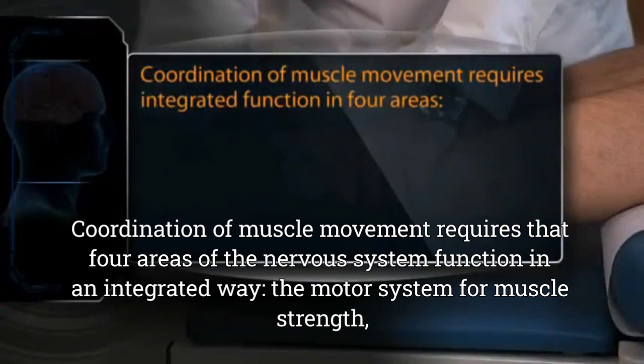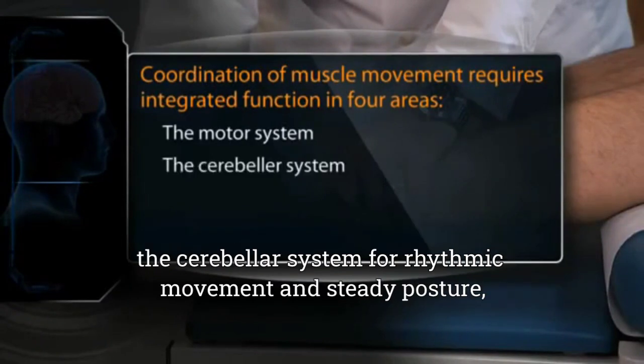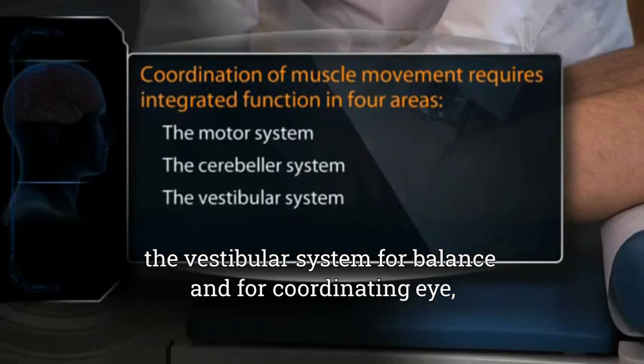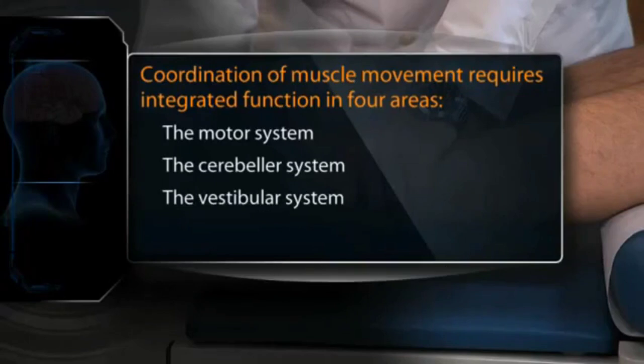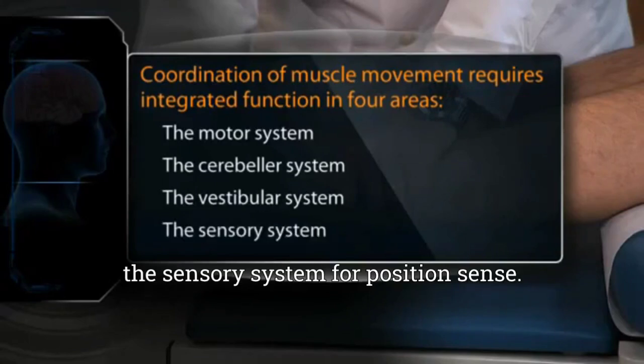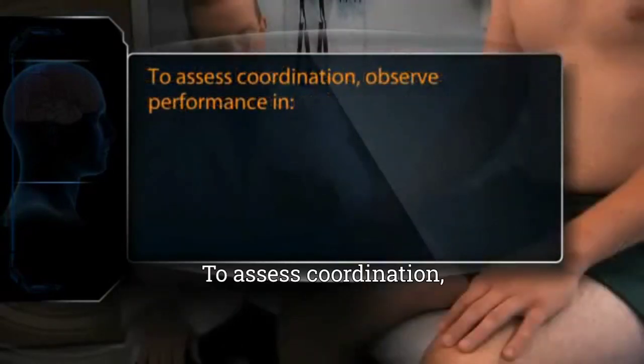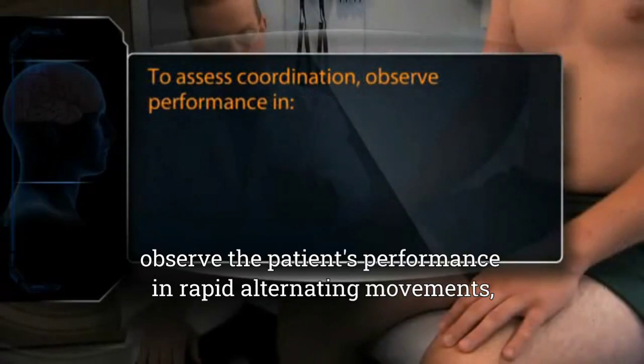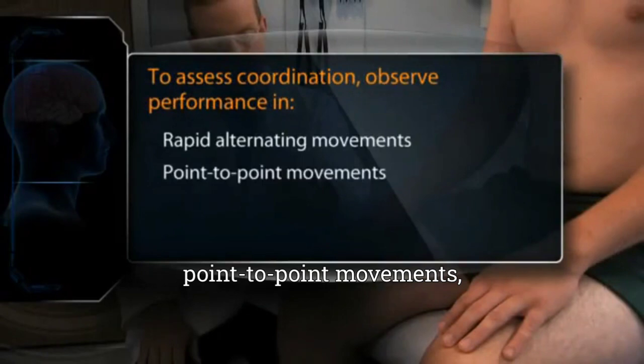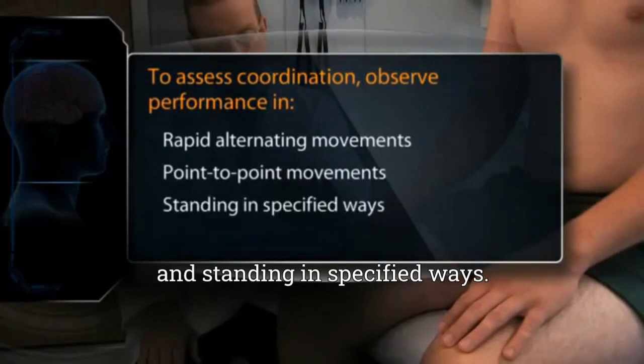Coordination of muscle movement requires that 4 areas of the nervous system function in an integrated way. The motor system for muscle strength, the cerebellar system for rhythmic movement and steady posture, the vestibular system for balance and for coordinating eye, head, and body movements, the sensory system for position sense. To assess coordination, observe the patient's performance in rapid alternating movements, point-to-point movements, and standing in specified ways.